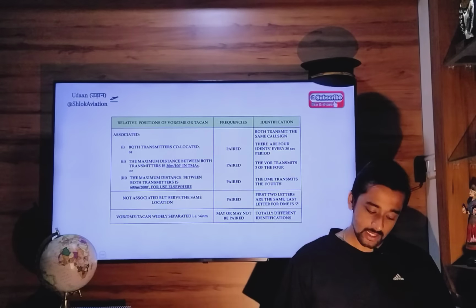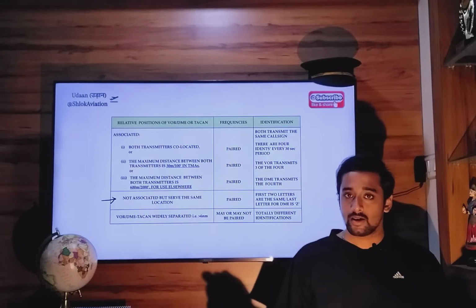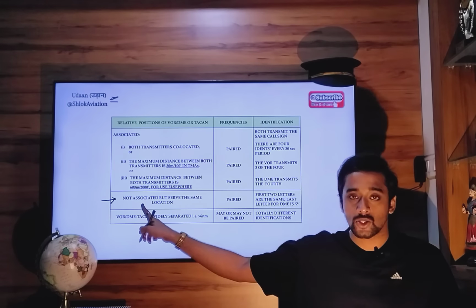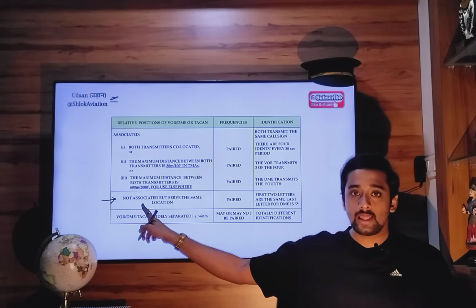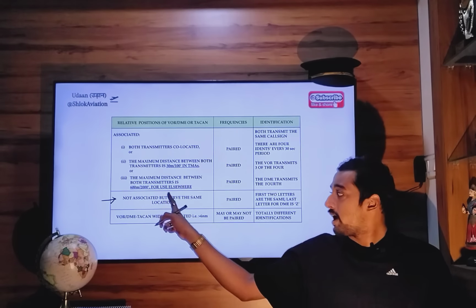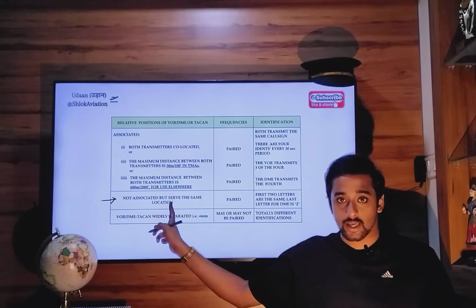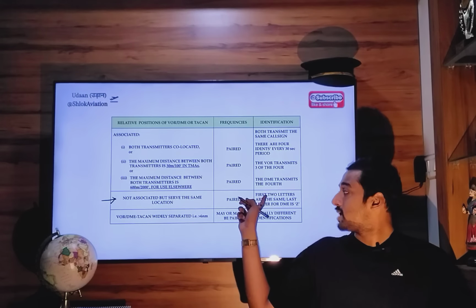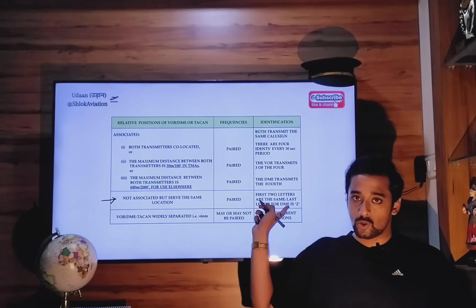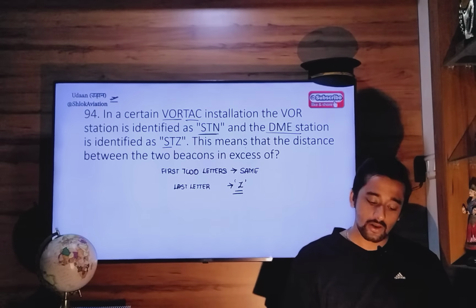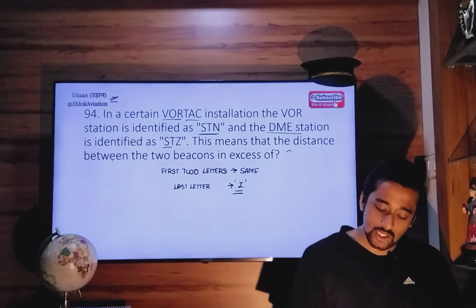So whenever this happens, remember this point. VOR and DME stations are said to be disassociated, not associated with each other, when they are away from each other by 2000 feet, but they serve the same location. So the frequencies will be paired, but the first two letters will be the same, and the DME last letter will be Zulu. So the question has asked us, this means that the distance between the two beacons is in excess of 600 meters or 2000 feet.